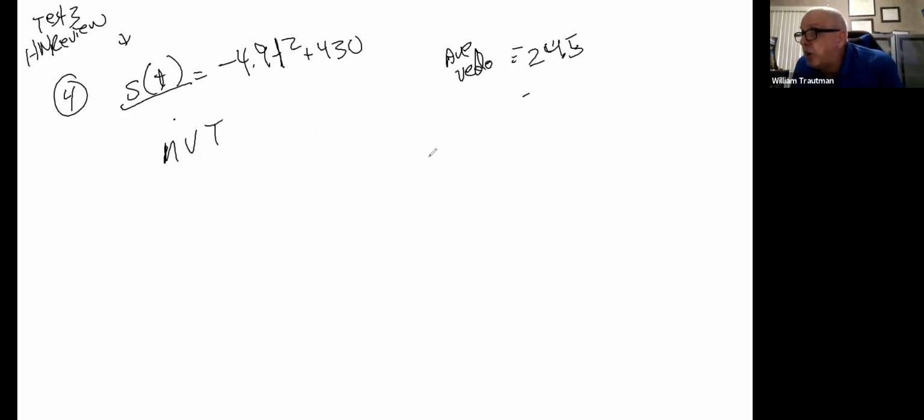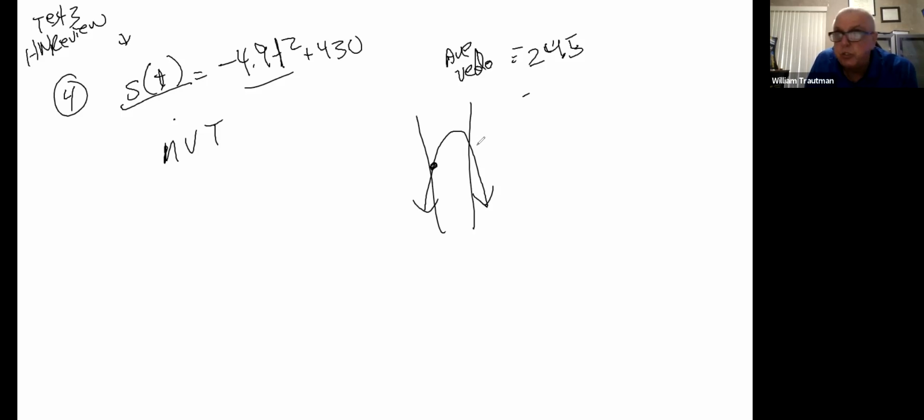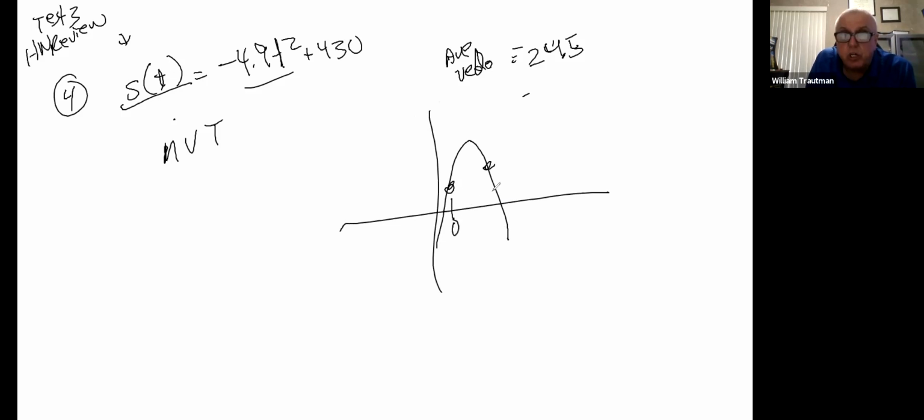Remember, I'm just going to draw a rough sketch. The function is negative t squared, so it's an inverted parabola, and we picked a point from 0 to 5 seconds. If we're looking at the inverted parabola, we're only looking at this part, from 0 to 5. So we just found the average velocity.